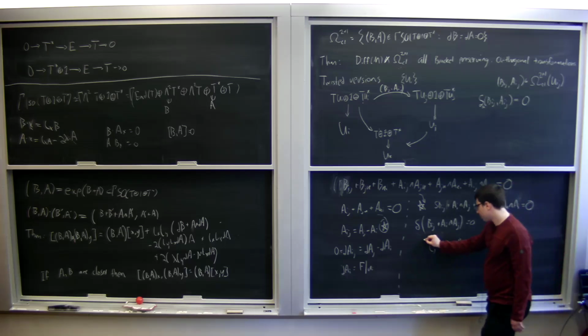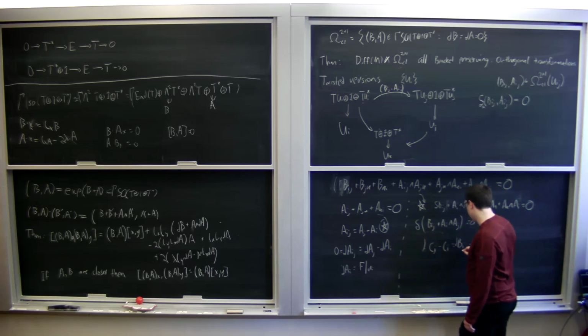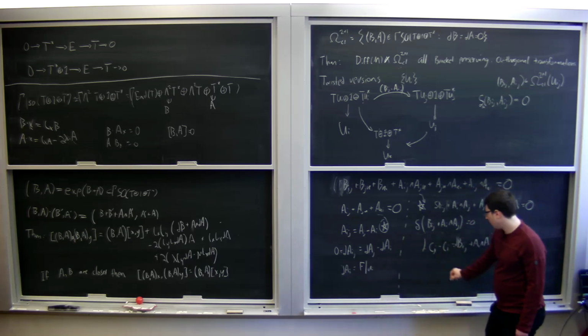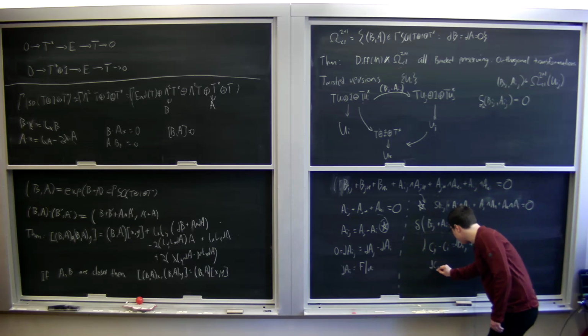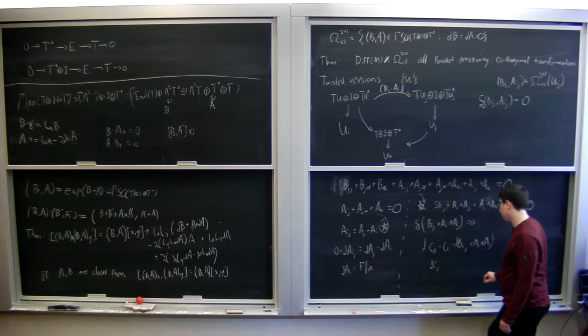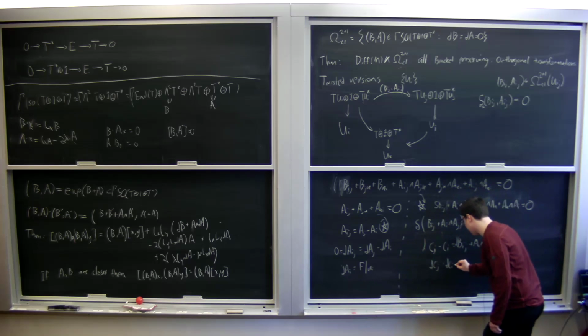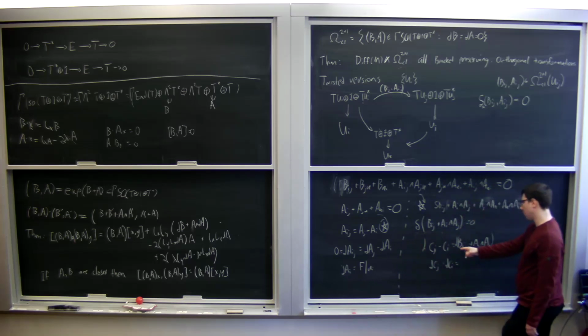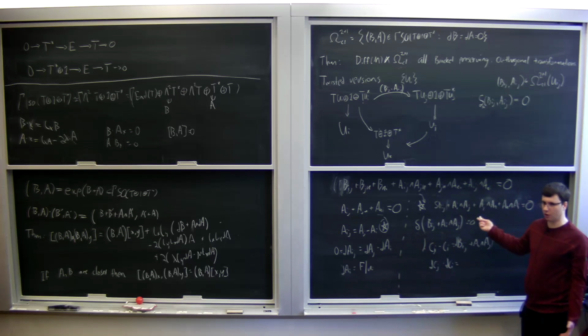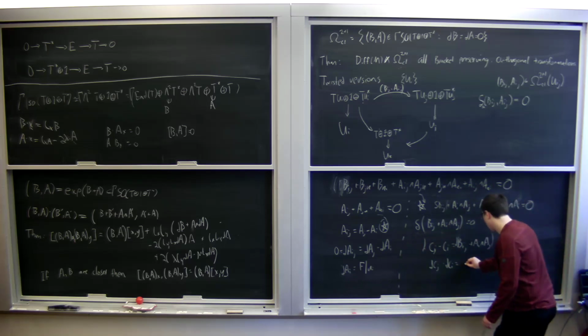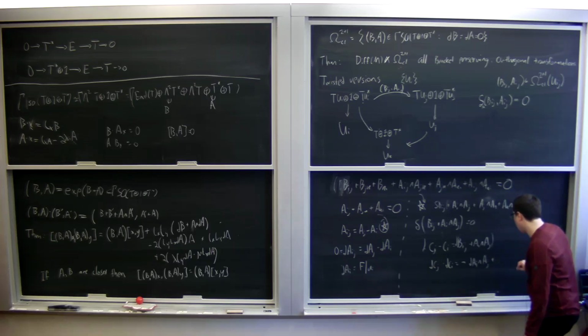And now we can just apply d to this whole thing. This gives us that dC_j minus dC_i is equal to d of B_ij, which was closed to begin with, so it's 0, minus dA_i wedge A_j plus A_i wedge dA_j.